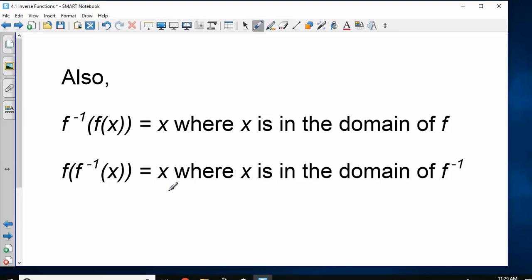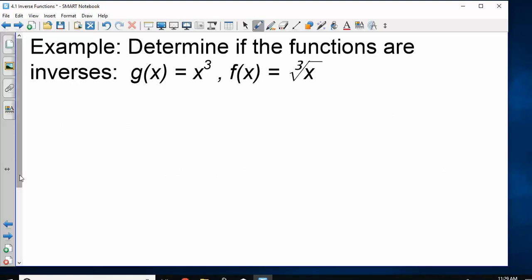In general, you do need to check both. They both have to give you x, not just one of them. But if one doesn't, then there's no need to check the other one. We already know they're not inverses. So I've got several examples on here of this. We'll do a few of them. I just want to know if these are inverses or not.